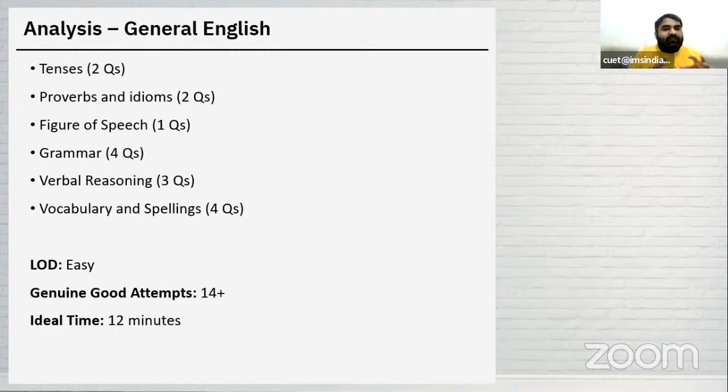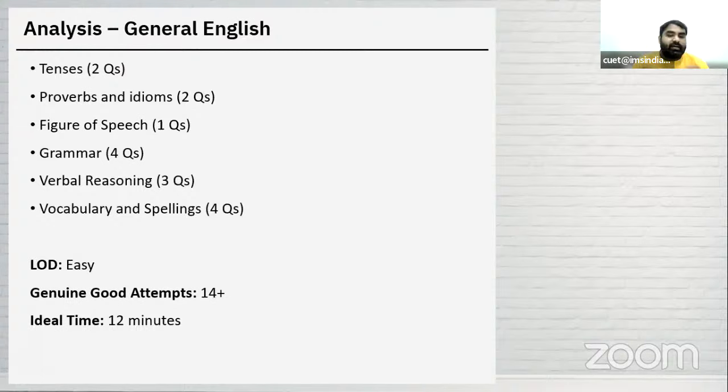More or less, if I have to compare this particular general English section with respect to the previous attempt, as in round 1, the general feeling of the people with respect to general English was that it was almost at a similar level of difficulty, or you could also say that it was slightly easier than the previous attempt, and therefore the level of difficulty is easy, where a genuine good attempt could be 14 or more than 14 out of 60.